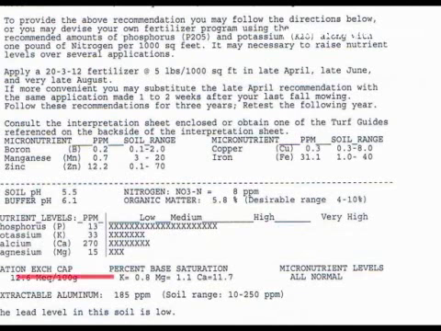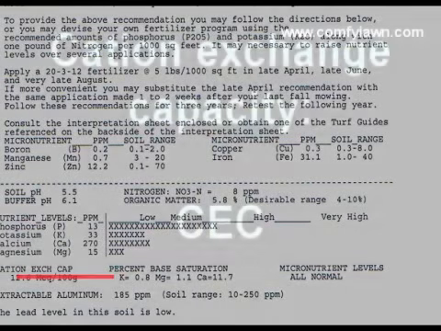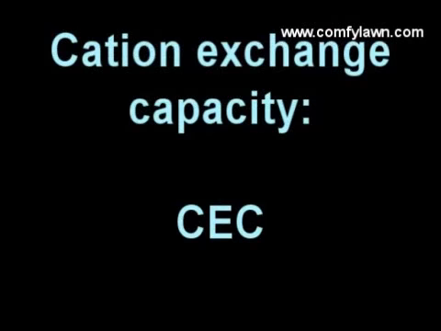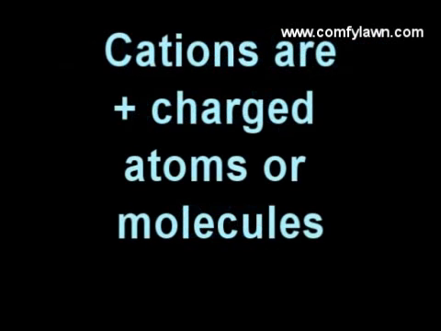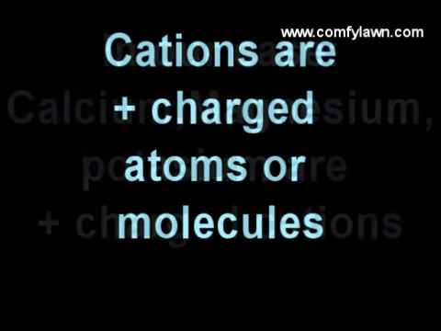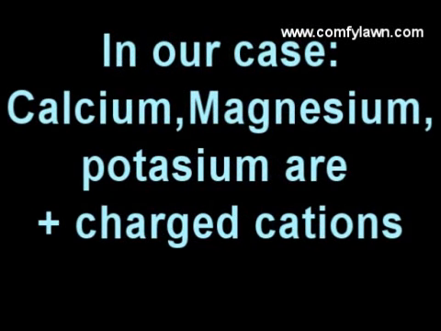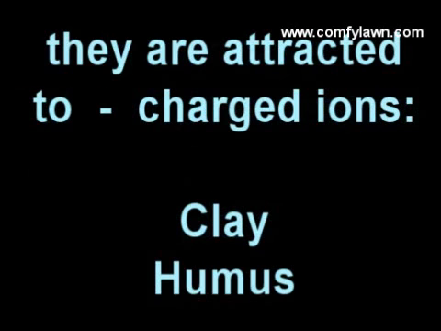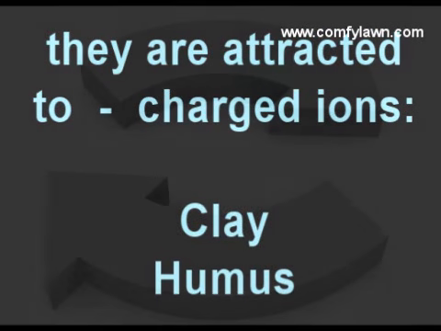Let's jump right in here and start with this cation exchange capacity, also known as CEC. Ions are atoms or molecules. Cations are positively charged ions, and what we're concerned with in this case are that calcium, magnesium, and potassium, among other minerals, are cations. What are positively charged ions attracted to? Negative ions, and they would be clay and humus. Once again, humus is the finished product of compost.